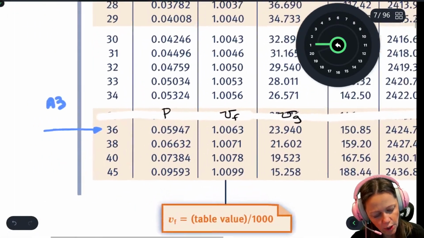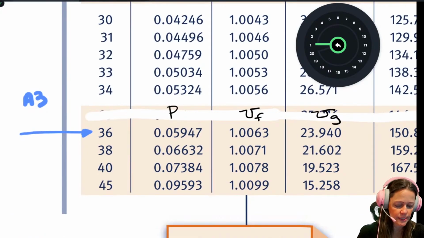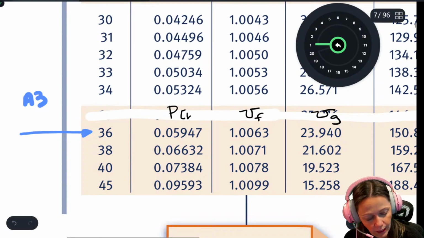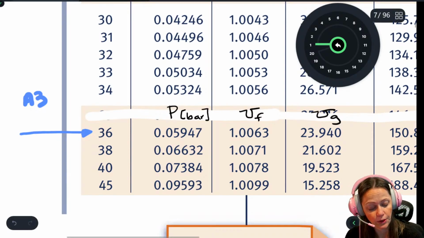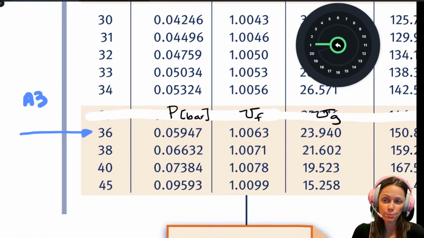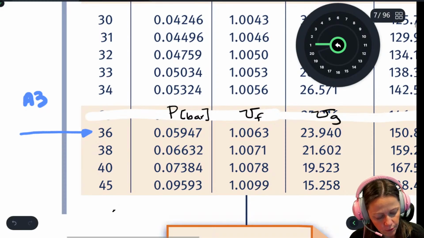All right. So at 36 degrees Celsius, we can see that in order for it to be saturated, we would have to be at 0.05947, and it's in bar. And we happen to be at a higher pressure. We're at 3 bar. So our pressure is higher than the saturation pressure. So I know that it has to be compressed.